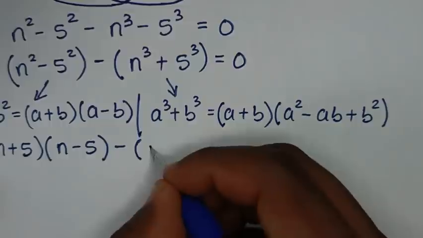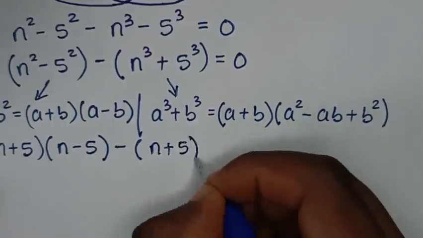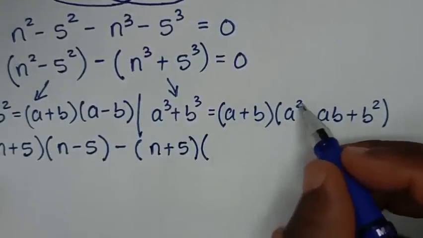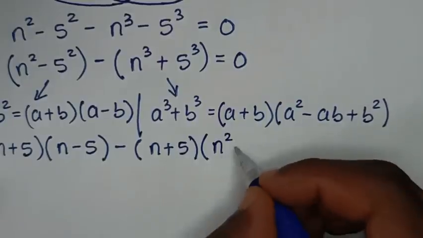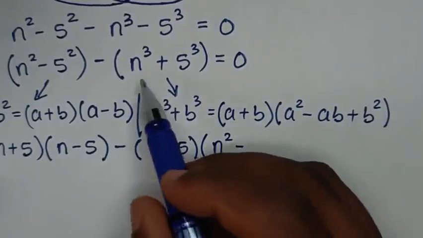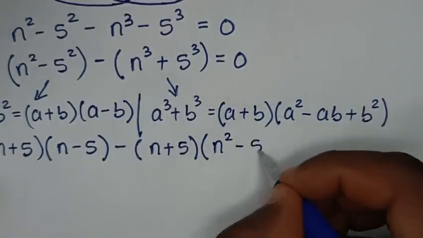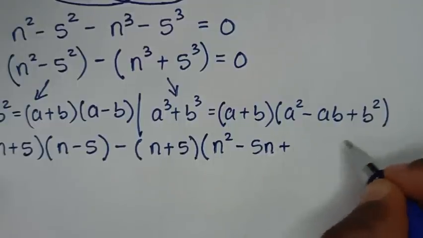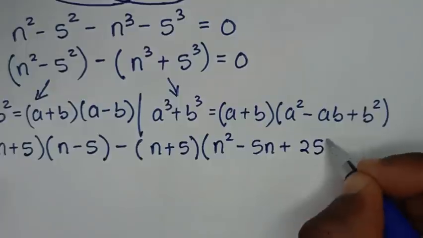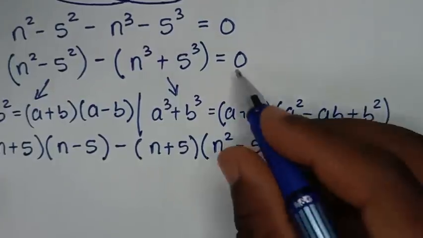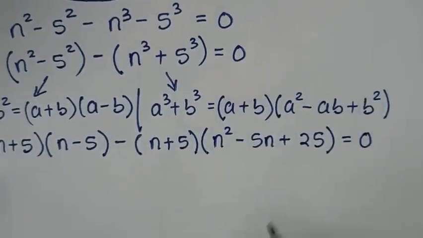So bracket n plus 5 bracket a square, it will be n square. Then minus ab, it will be n times 5 is 5n. Then plus b square, it will be 5 square, which is 25. Bracket is equal to this 0.